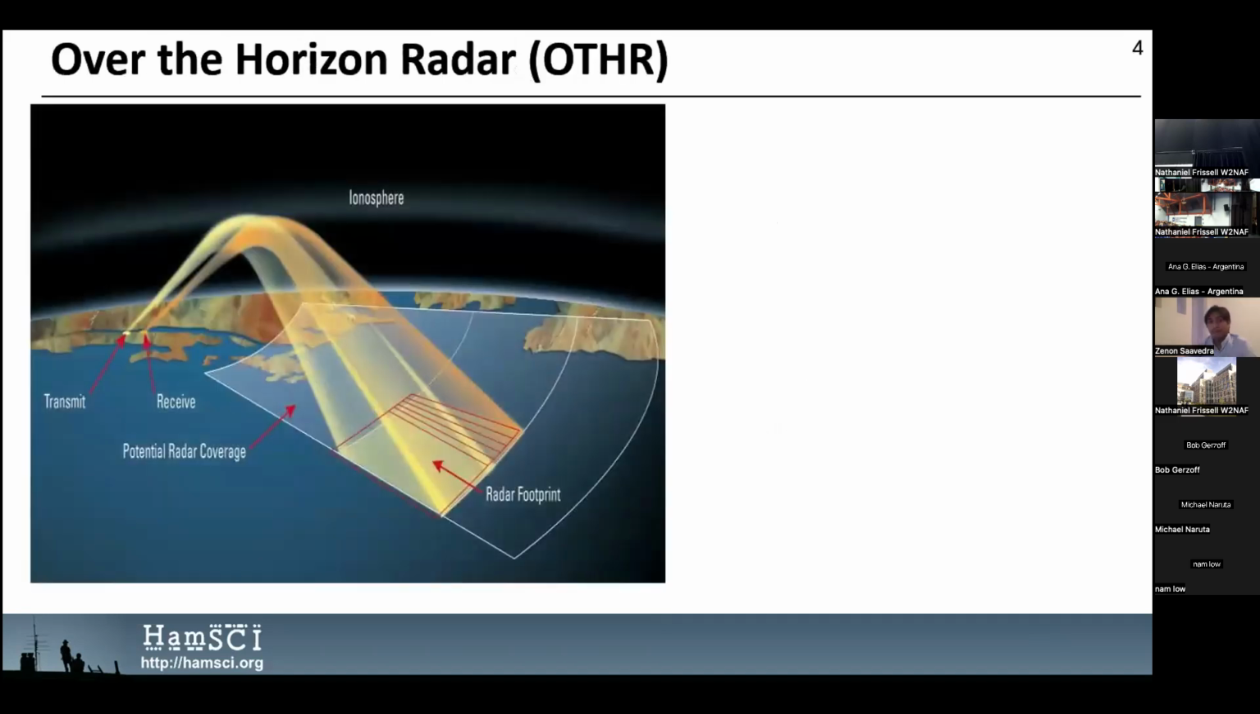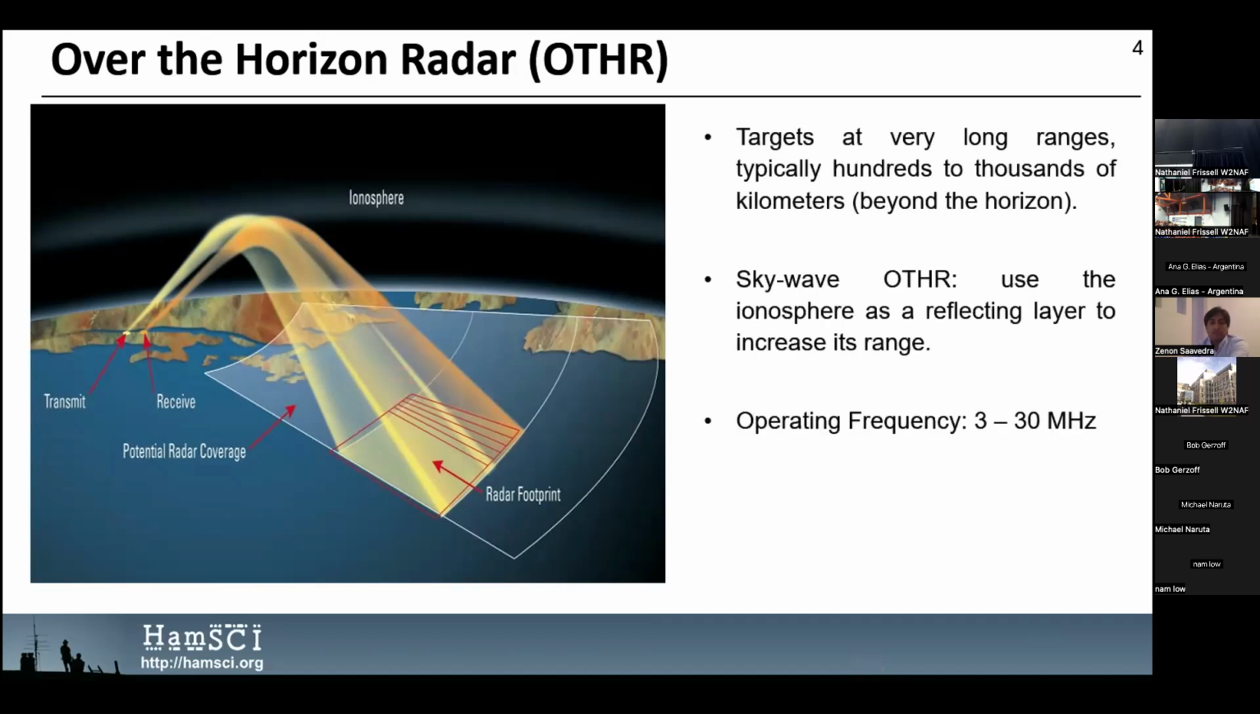Okay, the first question: what is OTH radar? OTH radar is a type of radar with the ability to detect targets at very long range, typically 100 to 1,000 kilometers beyond the horizon. The OTH uses the ionosphere as a reflecting layer to increase its range. With that, the radar can detect the target beyond the horizon.